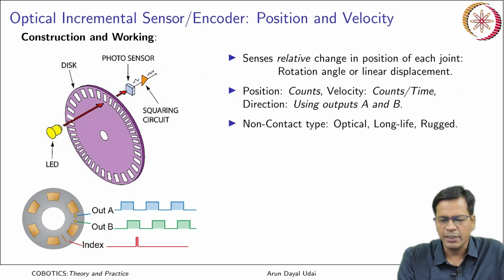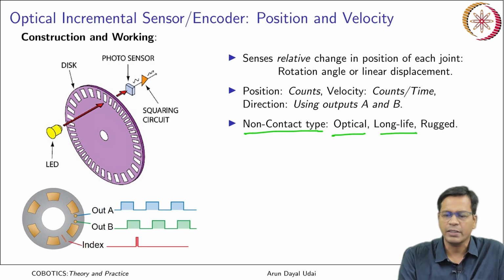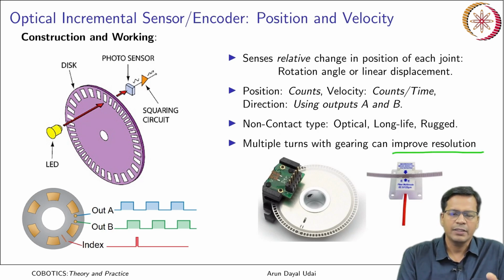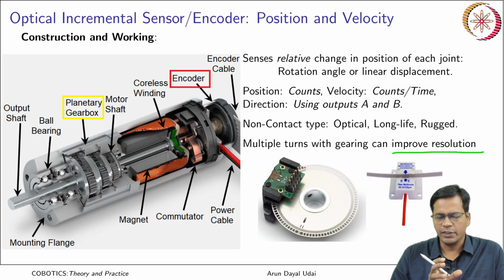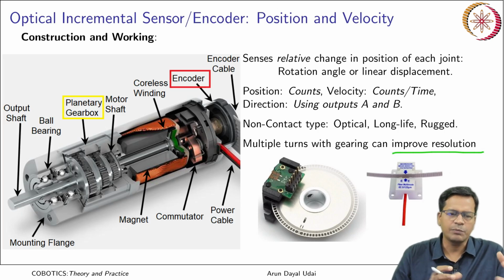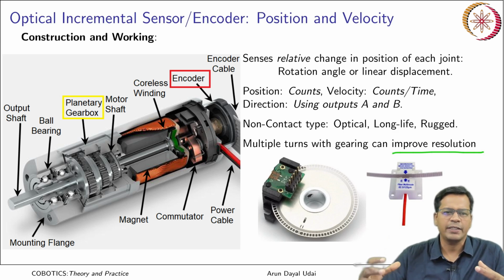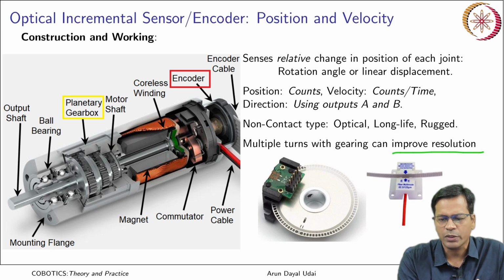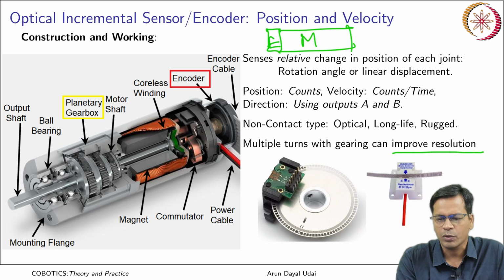Okay, so it is basically a non-contact type, it is optically read, so it has long life and they are very rugged. So yes, multiple turns with gears can improve the resolution. Normally these are fitted at the rear part of the motor. You have seen it earlier. In case of a DC motor, you have an encoder which is behind, okay, and then you have a gearbox. So your servo motor consisted of the encoder and the motor, and the gearbox. So this was the output shaft.